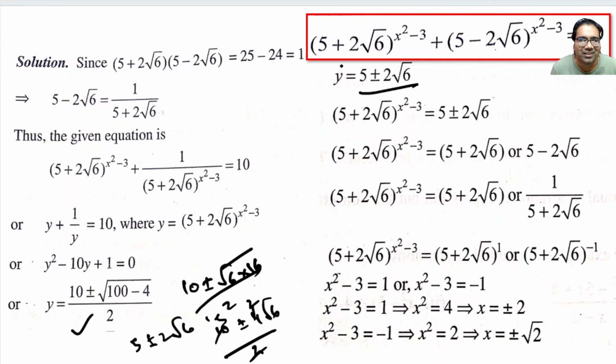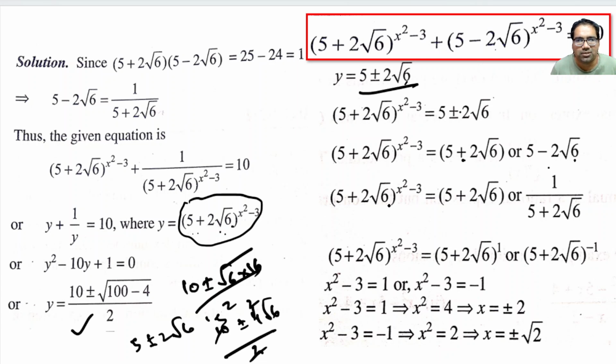But what exactly is y? y is in fact this one, (5 plus 2 root 6) whole power x square minus 3. This expression is equal to 5 plus or minus 2 root 6. That means this one is equal to 5 plus 2 root 6 or this one is equal to 5 minus 2 root 6. For that we have to solve what is the x which gives this. What does that mean? Either 5 plus 2 root 6 or 5 minus 2 root 6. What is 5 minus 2 root 6? It is again 1 by 5 plus 2 root 6.